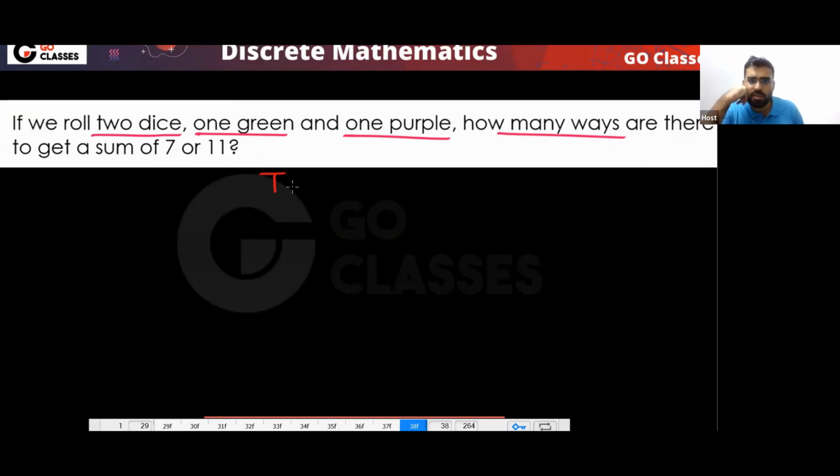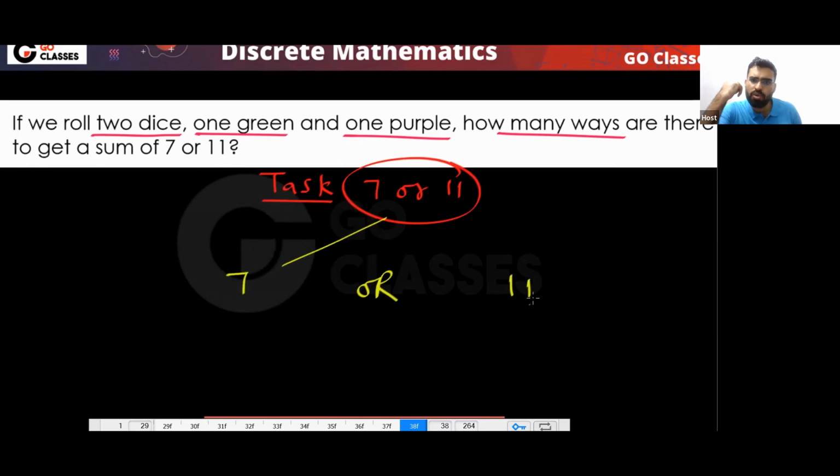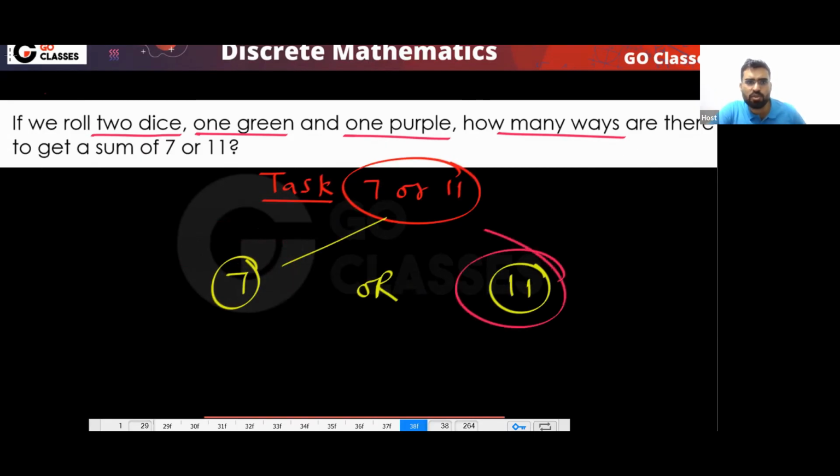So this is your task. You want to get 7 or 11. Either you can get 7 or you can get 11. Agree? Are they disjoint? Tell me. Of course they are disjoint. If you are getting a summation of 7, then you cannot get a summation of 11. If you are getting a summation of 11, then it means you are not getting a summation of 7. So they are disjoint.